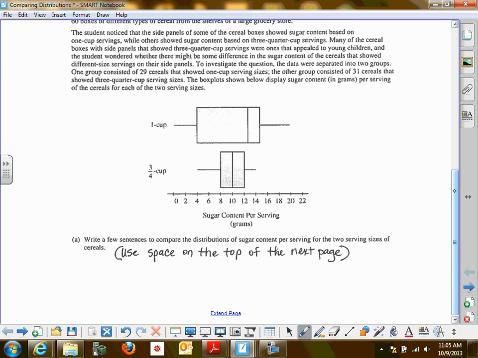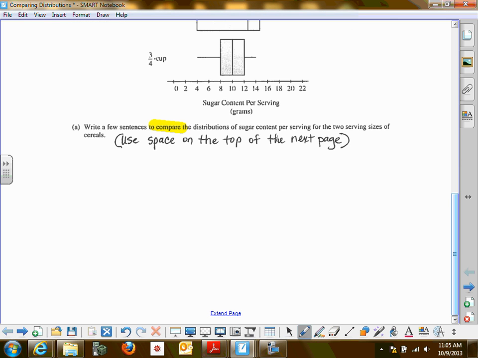So right off the bat, I see that there are differences between them. The first question says to write a few sentences to compare the distributions of sugar content per serving for the 2 separate sizes. You don't have room on the bottom of your paper, so you can flip to the top, and I'll keep this up here while we go over it. So here we go.